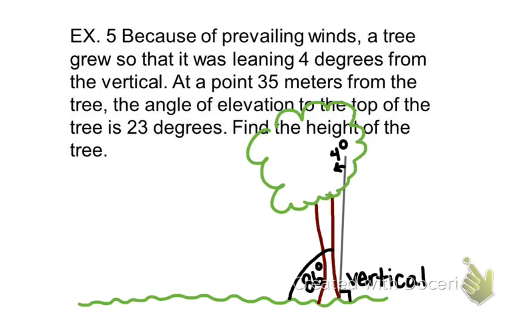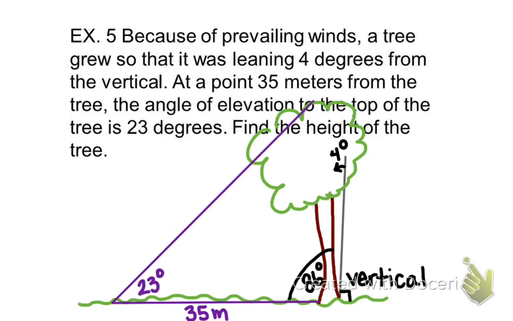Okay, then it said that a distance of 35 meters from the tree, we have another angle. So I'm going to go out 35 meters, and then it said the angle of elevation to the top of the tree. So the angle of elevation is from the bottom to the top. So to the top of the tree is 23 degrees. So if I just finish out my triangle here, I need to know the angle up at the top of this triangle. So if I add 23 and 86 and subtract from 180, you'll get that this angle is 71 degrees. Now they want me to find the height of the tree, so I'll put an X over here.